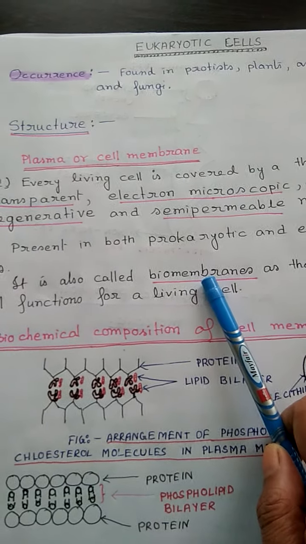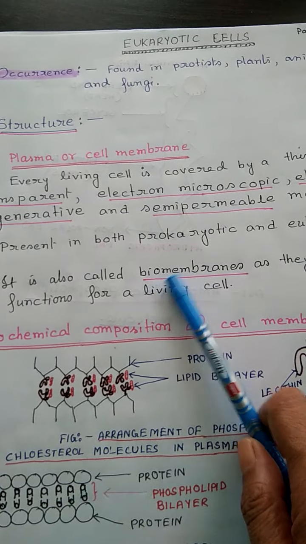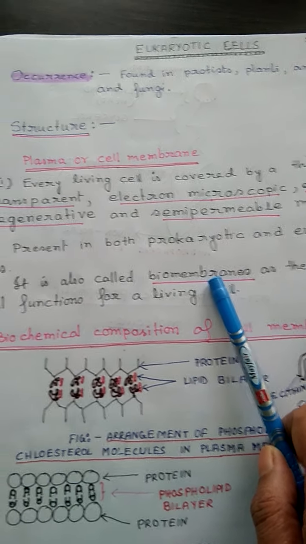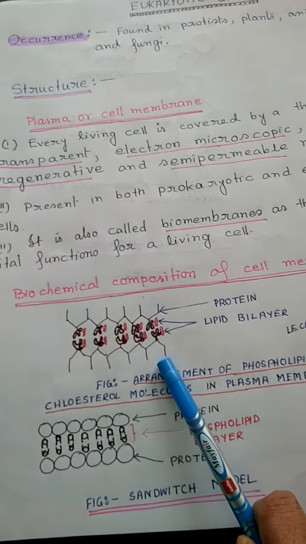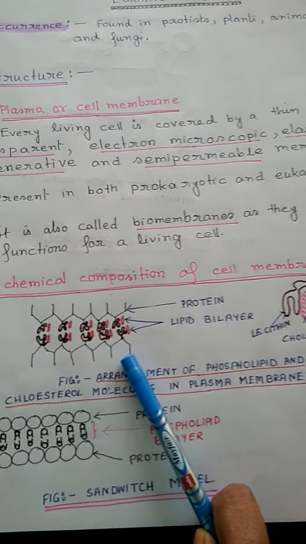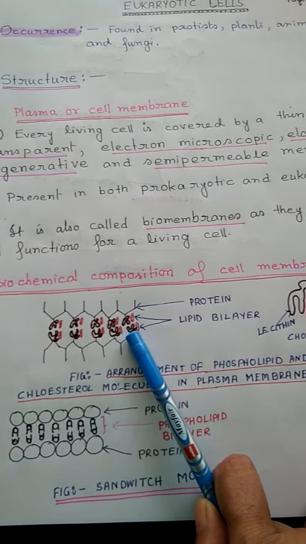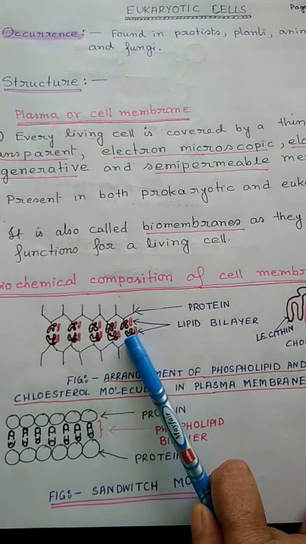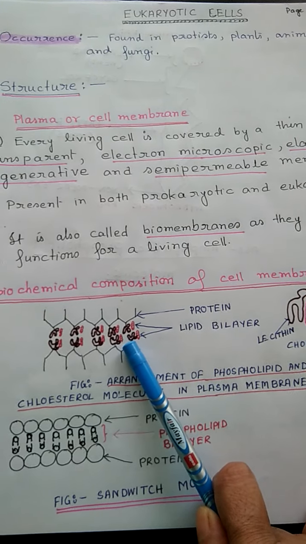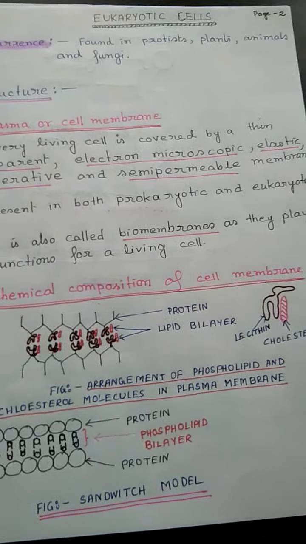So a one mark question: why is it known as biomembrane? Okay. Now this one is the structure and biochemical composition of the cell membrane. The three main compositions are lipid, protein and carbohydrate.